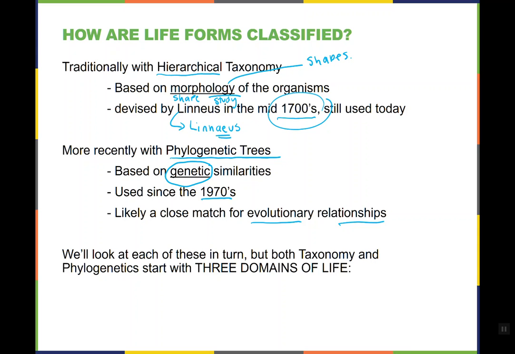So we'll look at each of these in turn, but both taxonomy and phylogenetics start with the three domains of life. So domains are three overarching categories of living things that is sort of the starting point for sorting. So think about a really messy room full of a great diversity of stuff. If it's so messy that you're like, gosh, I'm not really sure where to start, most people would start by sorting stuff. So this is the laundry pile, and this is the recycling pile, and this is the garbage pile. That's the starting point, and that's the idea behind the domains.